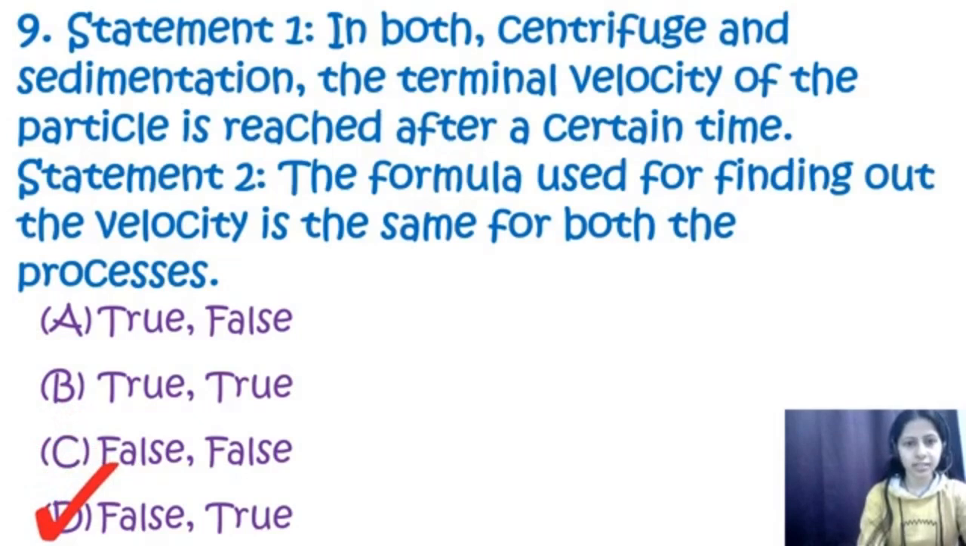So statement 1 is saying that in a centrifuge and in sedimentation, the terminal velocity of the particle is reached after a certain time. Actually in centrifugation, the terminal velocity of a particle is characterized by its sedimentation coefficient, which is defined as the ratio of the particle's sedimentation velocity to the applied acceleration causing the sedimentation. So statement 1 is false, whereas the formula used for finding out the velocity is the same for both the processes. This statement is true. So the correct option will be option D, that is false and true.